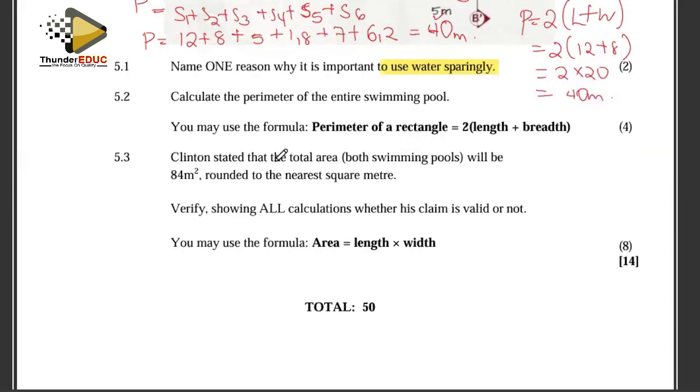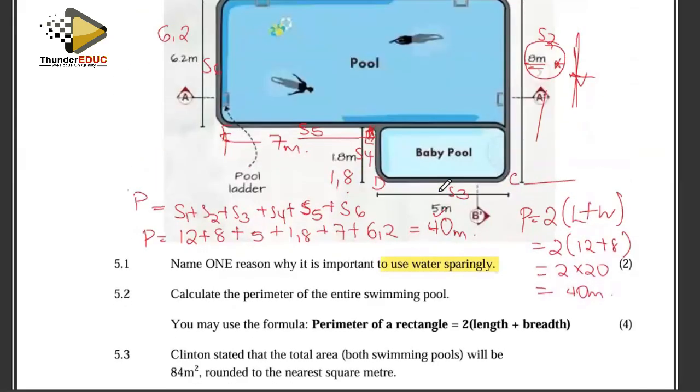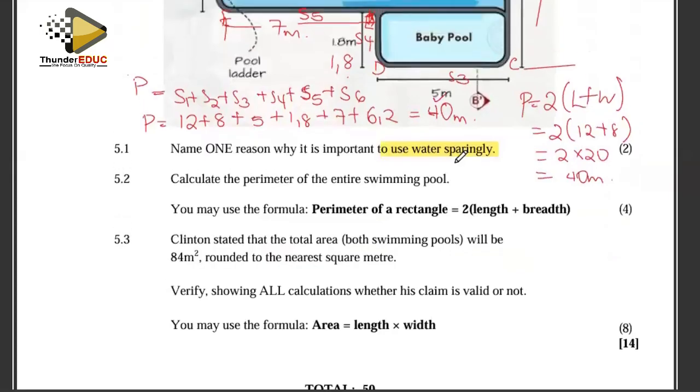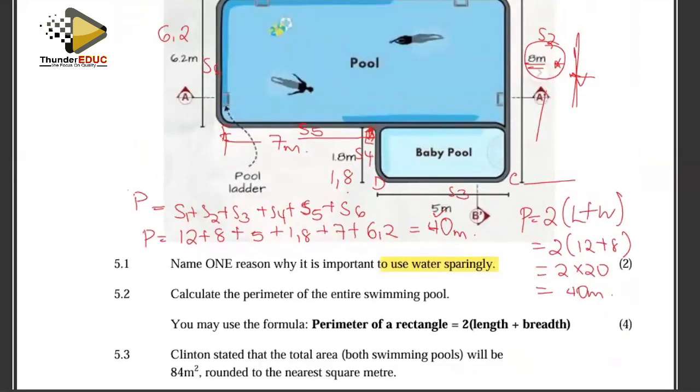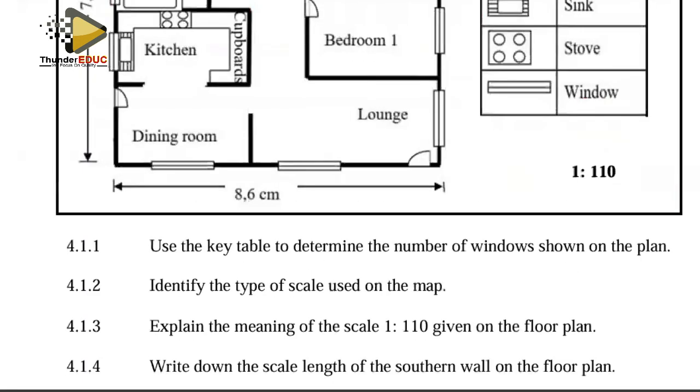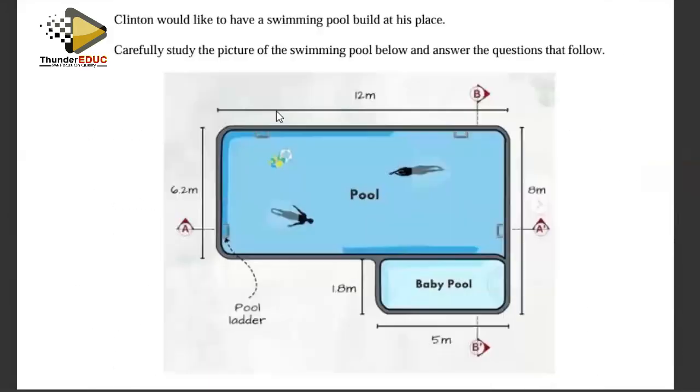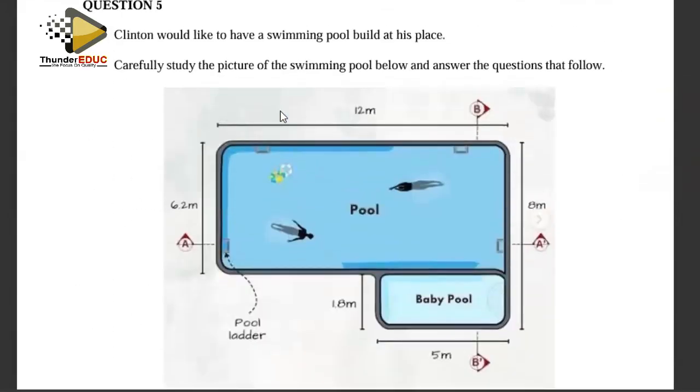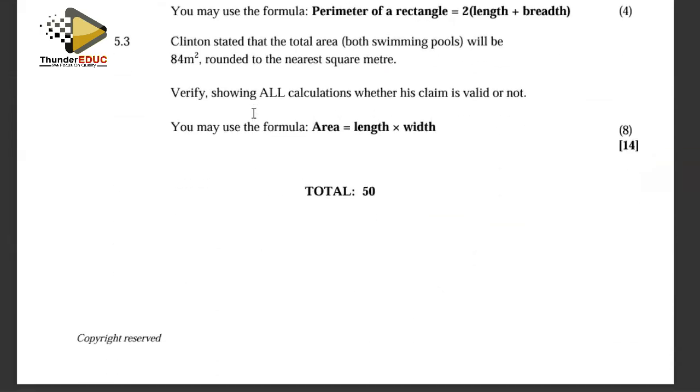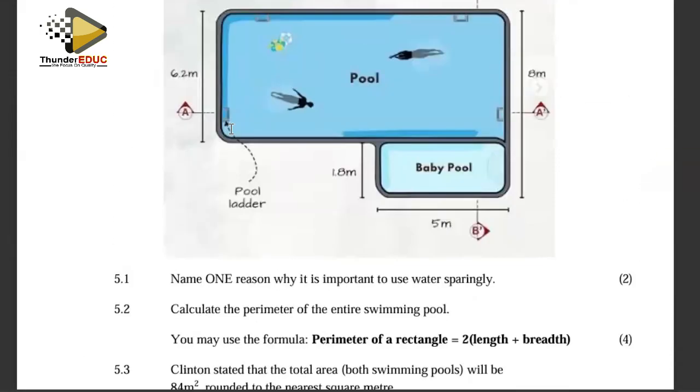Don't forget the units. Clinton stated that the total area of both swimming pools will be 84 meters squared, rounded to the nearest square meter. Verify, showing all calculations. In this scenario, we're going to divide these two swimming pools. Remember, you're proving, because this guy says the area of both is 84. We want to prove that.